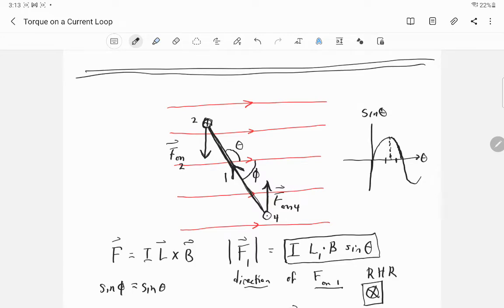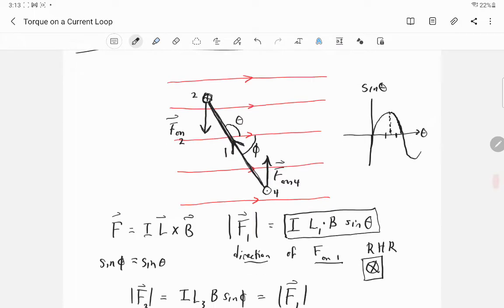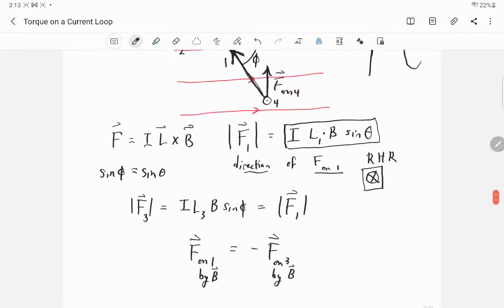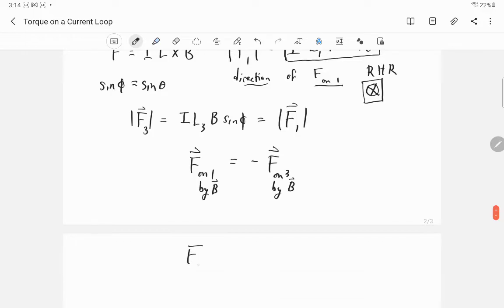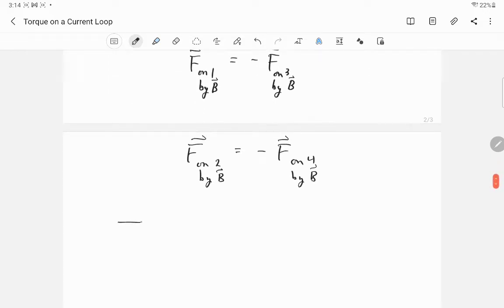But they have the same current, the same magnetic field strength, and the same length, so the forces are going to be the same amount. And so you're also going to discover that the force on 2 is equal but opposite the force on 4. And these are both forces by the magnetic field B. And what you conclude is that the net force on the loop by B is just 0.